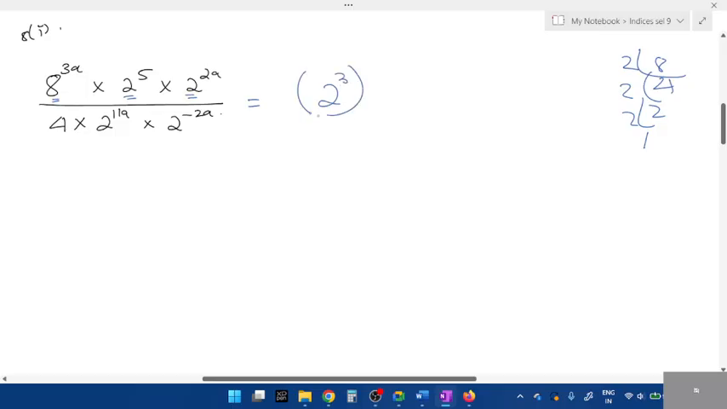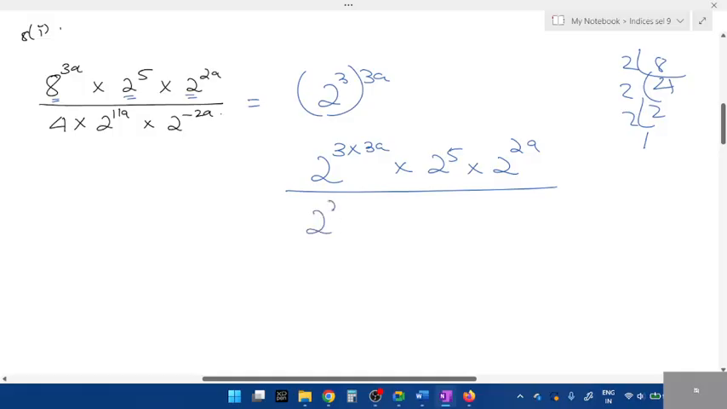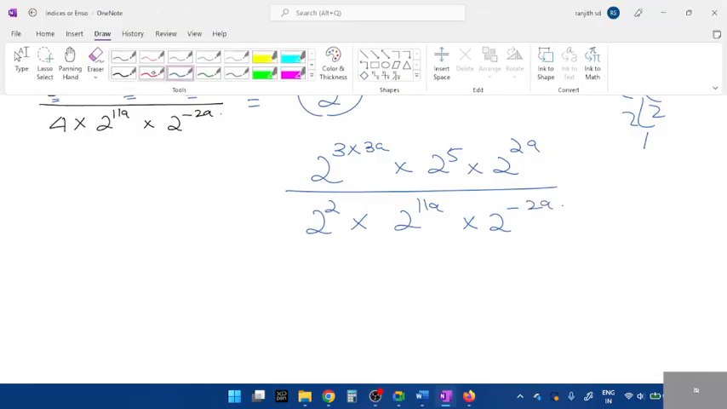Write 2 to the power of 3. There is already 3a. You can either write it like this, or you can directly write it like this. Clear? First step, 2 to the power of 5 into 2 to the power of 2a. Is the base 2 for everything? What about the denominator? 4 can be written as 2 square. 2 into 2 to the power of 11a into 2 to the power of minus 2. And the base is the same.